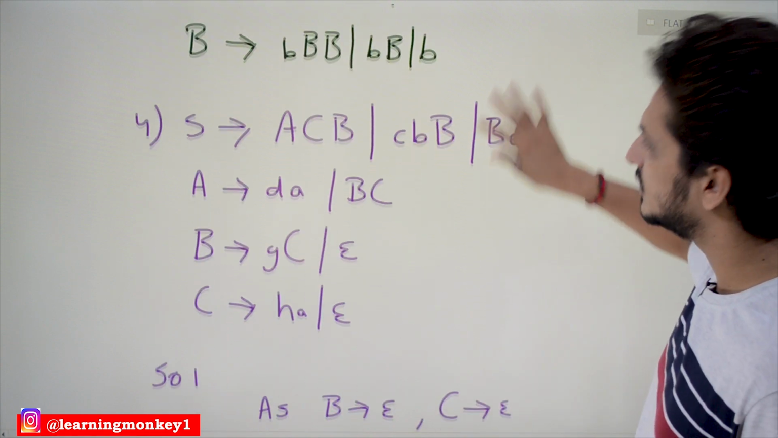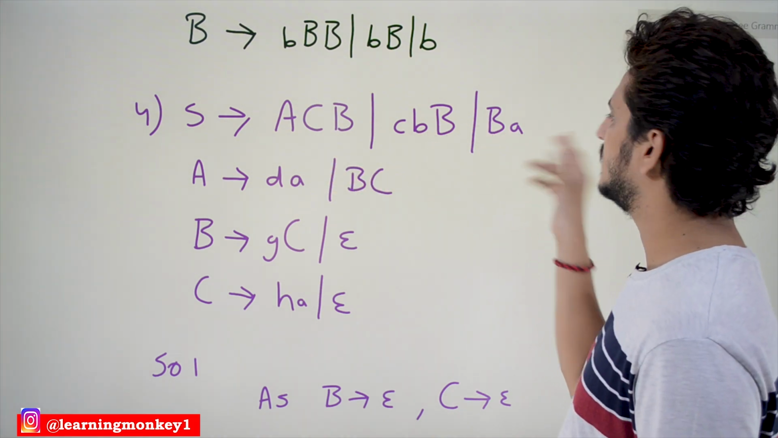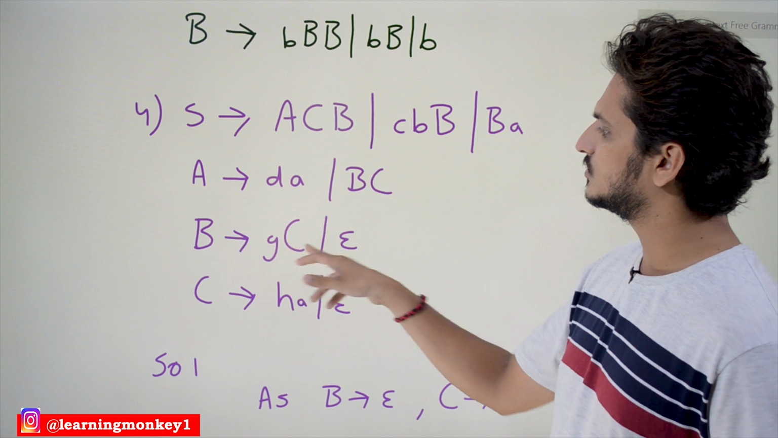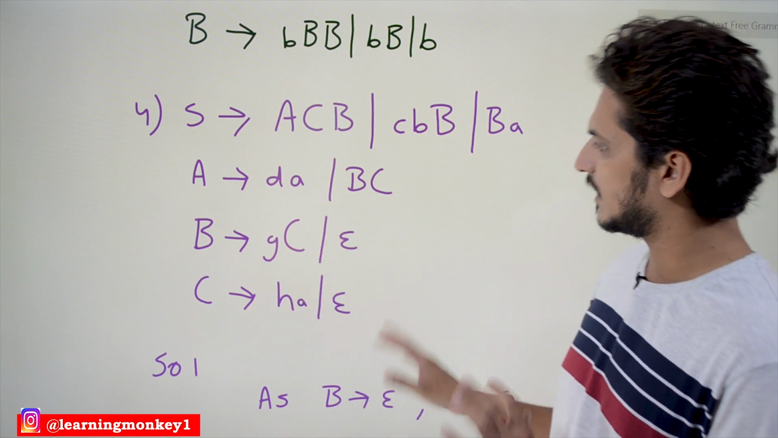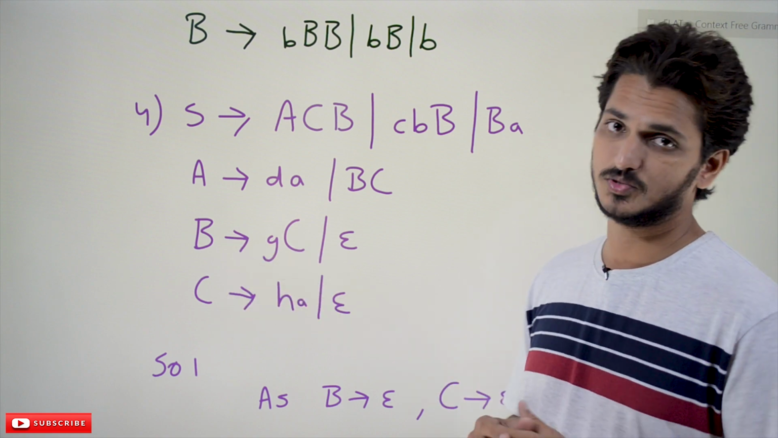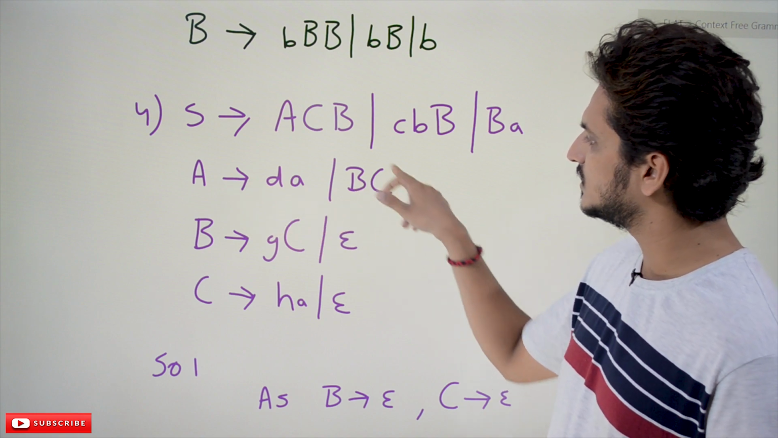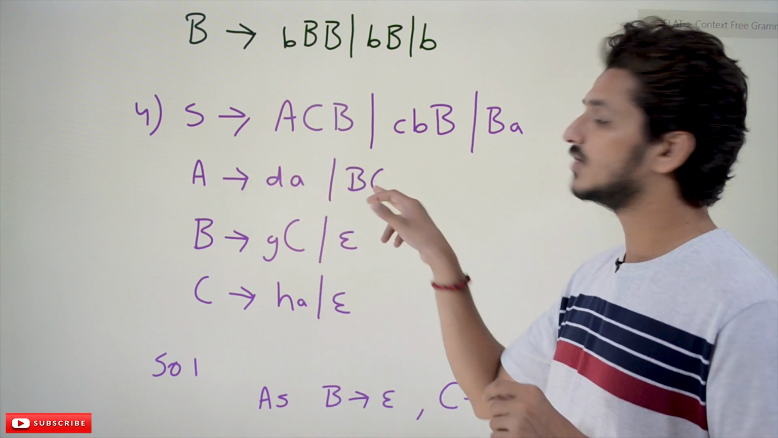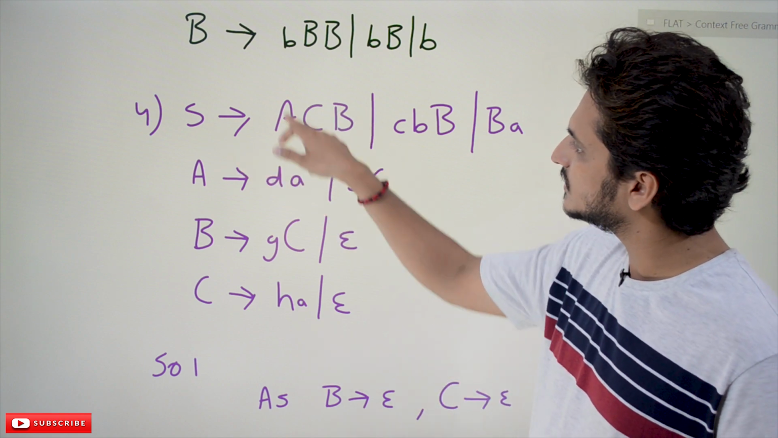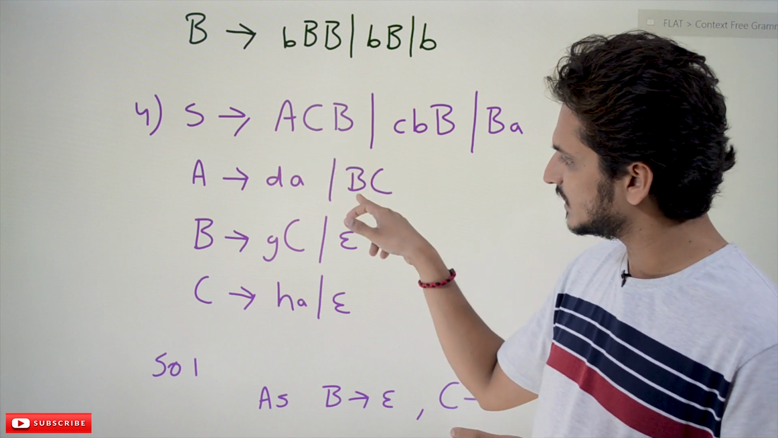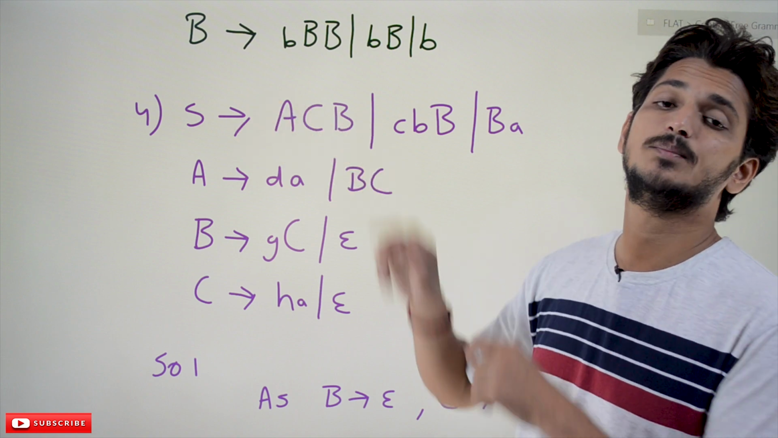Coming to the next example, this is also important to understand. S tends to ACB or CB or B or BA, A tends to DA or BC, B tends to GC or epsilon, C tends to HA or epsilon. Here B and C are taking epsilons. If A tends to BC, and you substitute epsilon in place of B and C, A is also accepting epsilon. If you substitute in S tends to ACB, because A, B and C are accepting epsilon, S is also accepting epsilon.